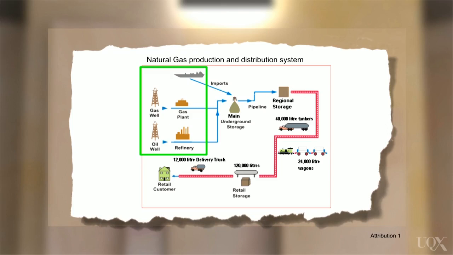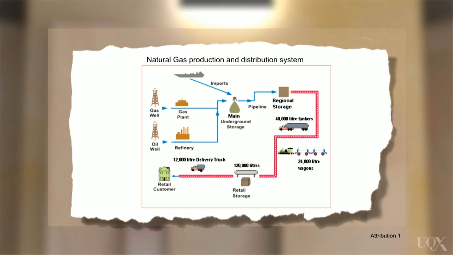So that's one clue. And the second clue is that if you look at the direction of the arrows, they all start from here. So it would make sense to start with these sources of natural gas, gas wells, oil wells, and imports. Notice how I've grouped these three key features together because they are all sources.